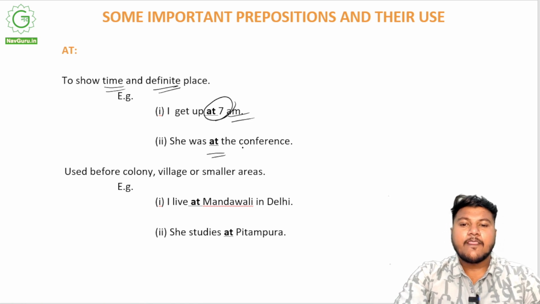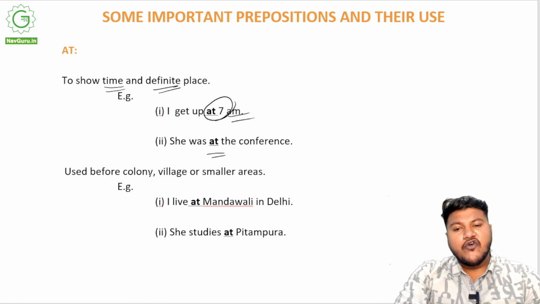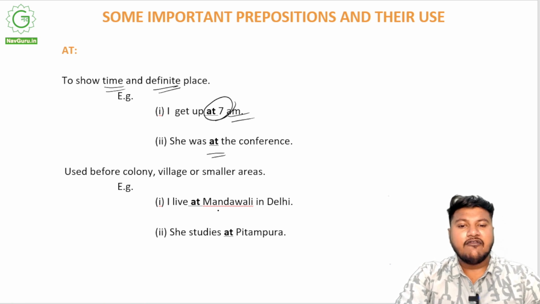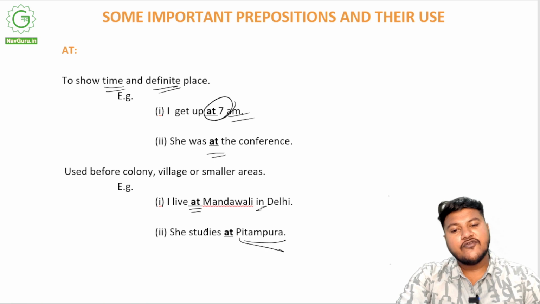All right. Also, it's used before colony, village, or smaller areas. For example, I live at Mandavli in Delhi, right? At Mandavli in Delhi. We have used in earlier, right? So before the names of the cities, in is used. Similarly, she studies at Pitampura. Pitampura is a smaller area of Delhi. So again, we are using at. She studies in Pitampura would be wrong. Moving on.